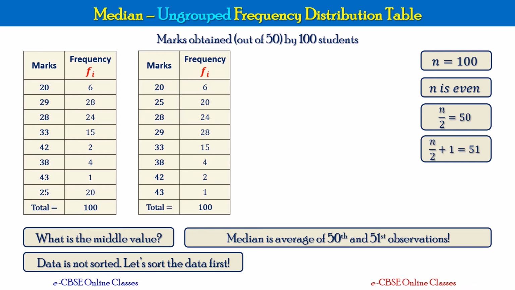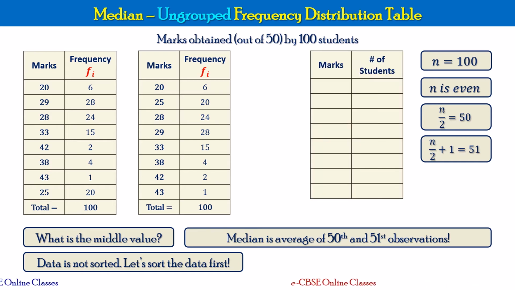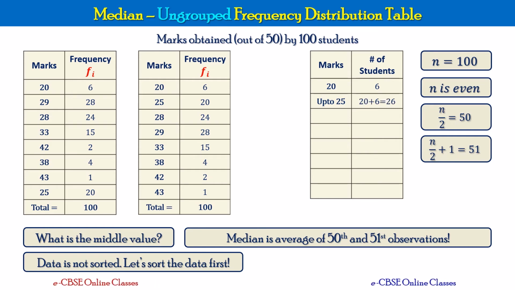Let's do side work on a separate table. I'm building a separate table here. The first row will be the smallest marks, that is 20, and its corresponding number of students is 6. From the second row onwards the calculation will be slightly different. So I would say up to 25. When you say up to 25, you should include the number of students who obtained marks of 20, and also the number of students who obtained 25 marks. So that would be 6 plus 20, that is 26. So the number of students who have obtained marks up to 25 will be 26.